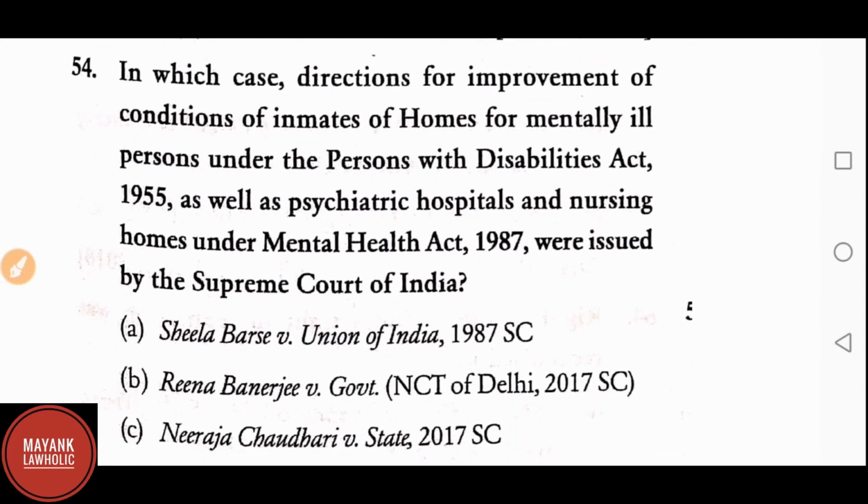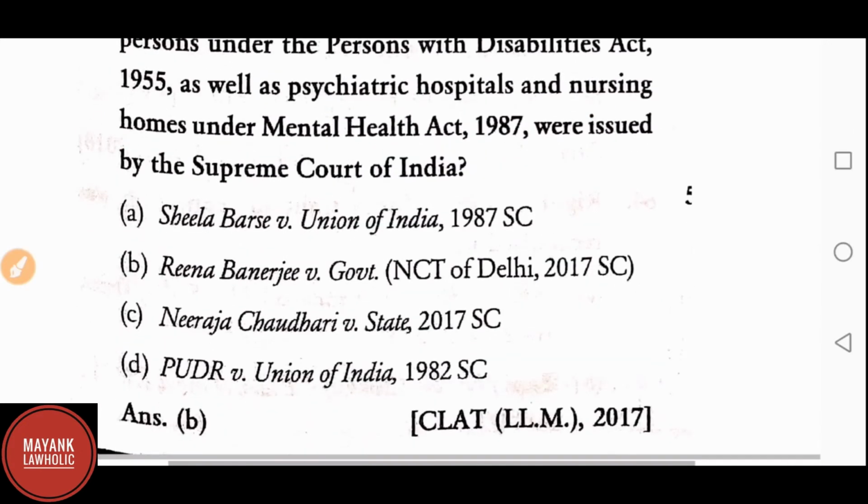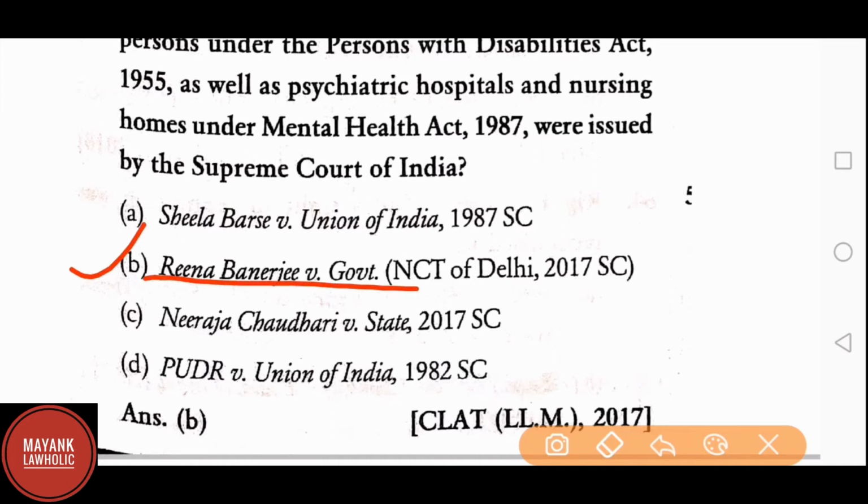Question number 54. In which case were directions for improvement of conditions of inmates of homes for mentally ill persons under the Persons with Disabilities Act 1995, as well as psychiatric hospitals and nursing homes under the Mental Health Act 1987, issued by the Supreme Court of India? Option A. Sheela Barse versus Union of India. B. Rakesh Chandra Narayan versus Government of Delhi. C. Neeraja Chaudhary versus State. D. PUDR versus Union of India. The answer is B.